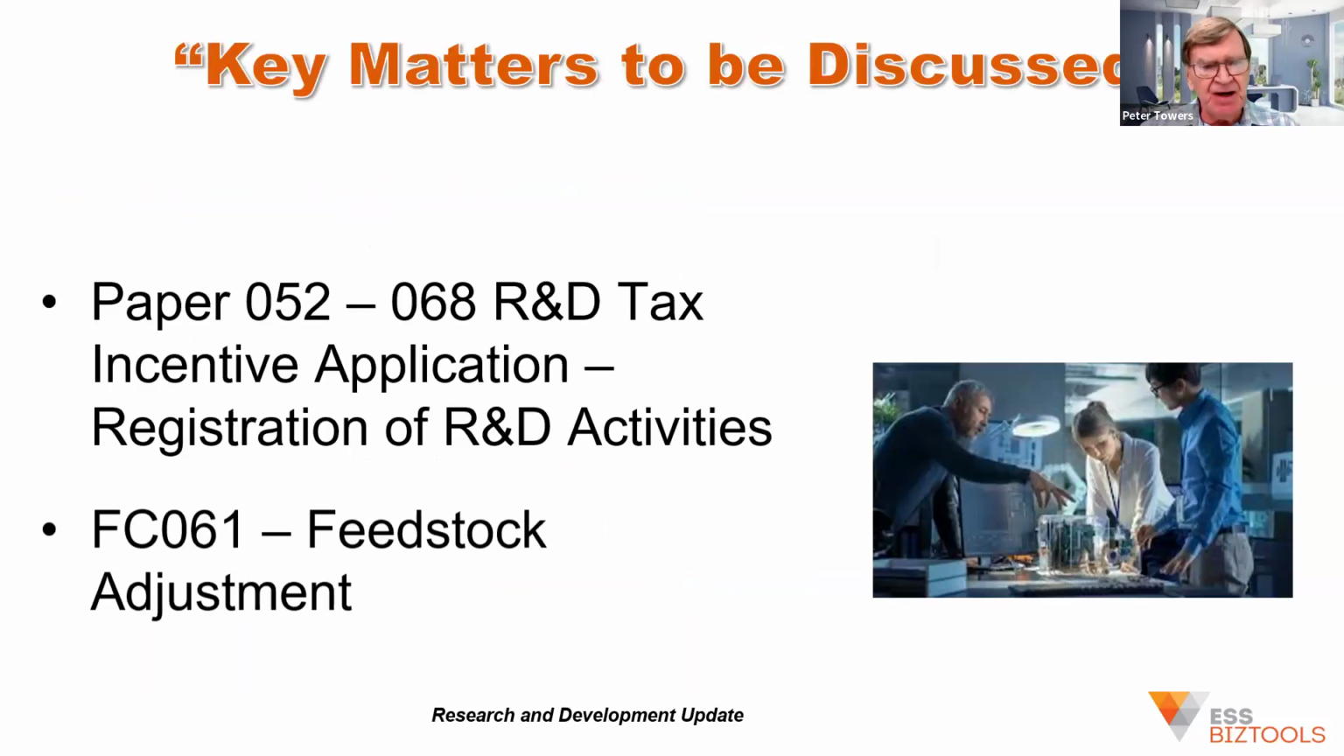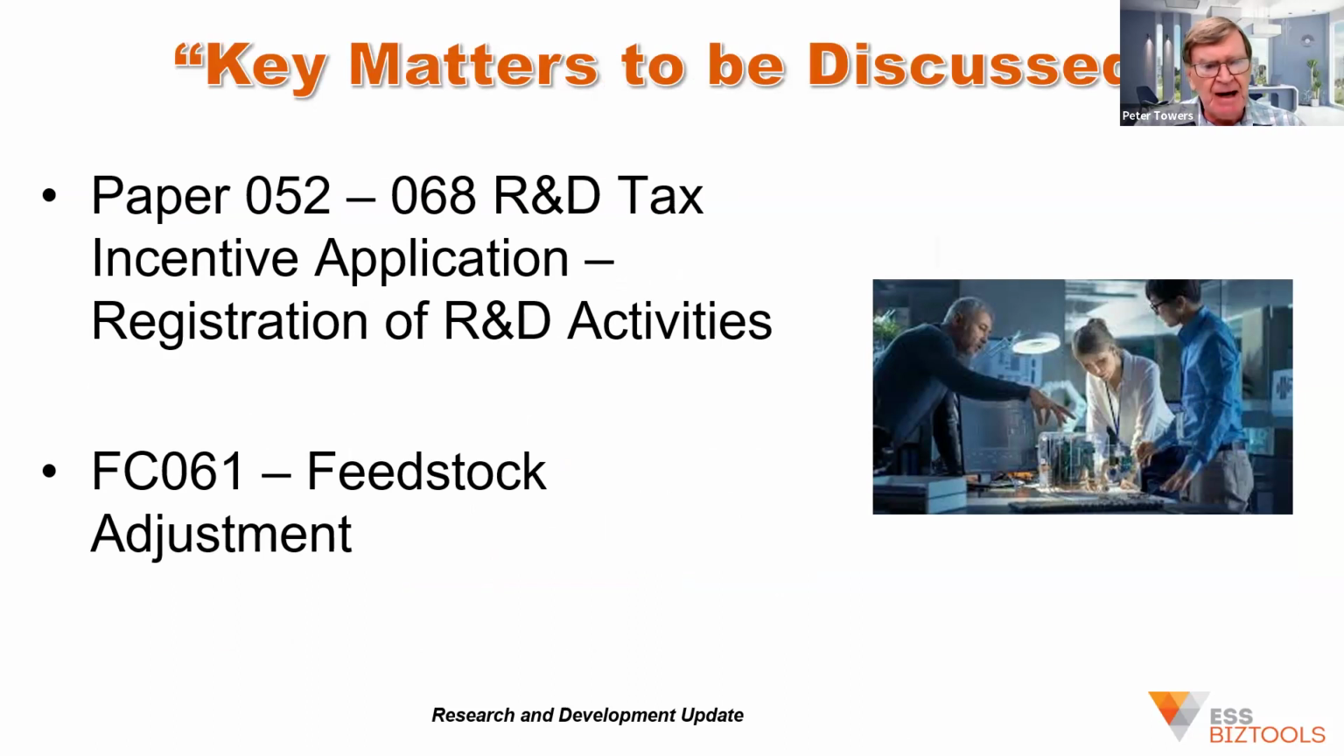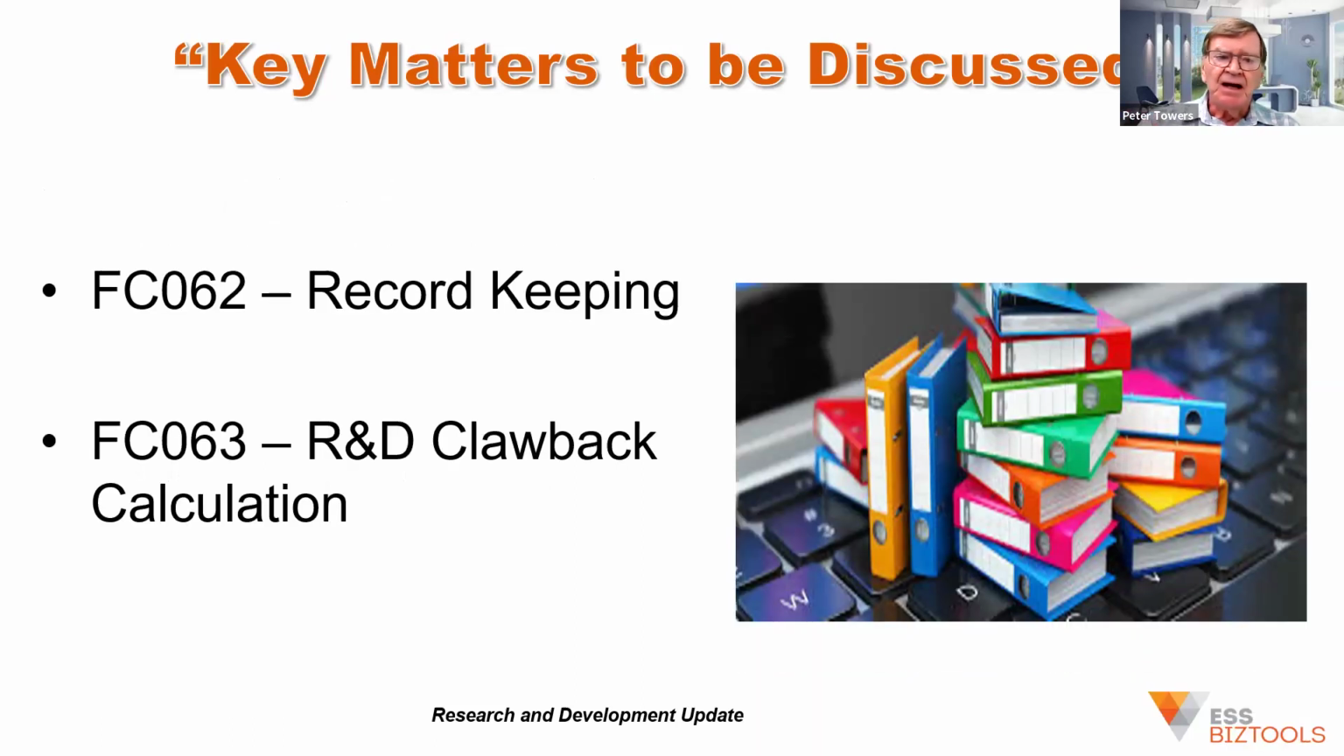Today, I want to discuss some key matters with you. First of all, we're going to look at our paper 052068, which looks at the R&D tax incentive process for the registration. And this is a document that has to be lodged by the 30th of April, if you're on a 30th of June lodgement date. We're going to briefly look at the feedstock adjustment. That's in flowchart 61, the process for doing that. In flowchart 62, we're going to look at record keeping, and in flowchart 63, we're going to look at the clawback calculation.